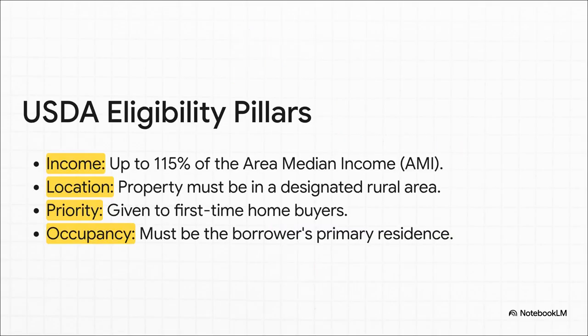First, income. The borrower's income can't be more than 115% of the area median income. You gotta memorize that number, 115%. Second, location, and this one's a non-negotiable. The property has to be in a designated rural area. Third, it has to be their primary residence, no investment properties or vacation homes. And last, a little detail to remember, priority is usually given to first-time home buyers.